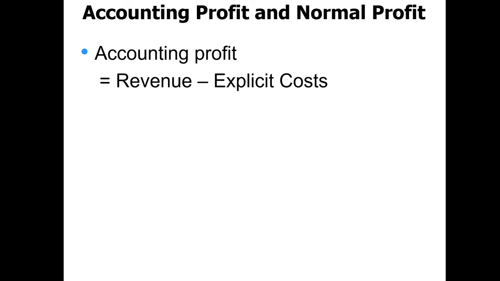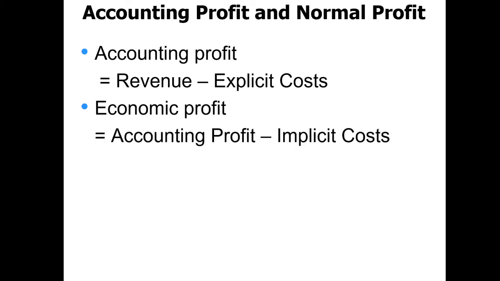But an economist, myself included, says, no, you can't just count what I paid for the workers, what I paid for the resources, what I paid for the machine. I've got to think about, what did it cost me? What did I give up to run this pizza place? So we're going to look at accounting profit minus the implicit cost.